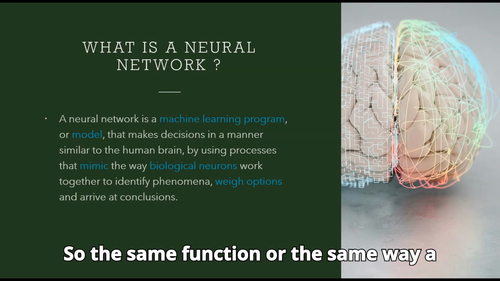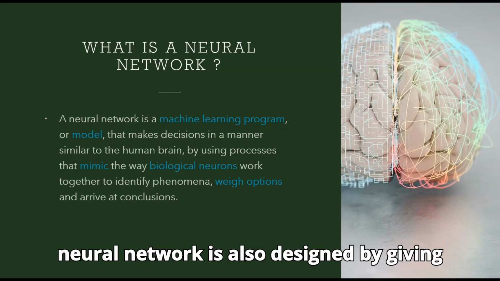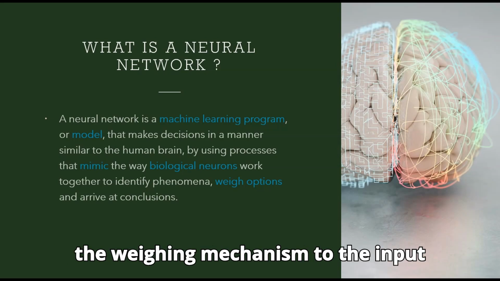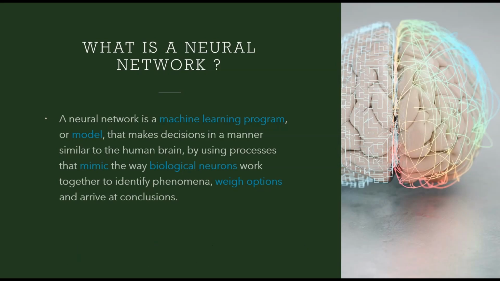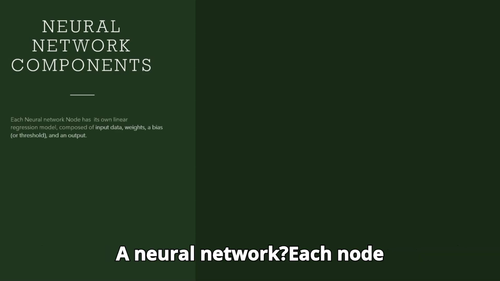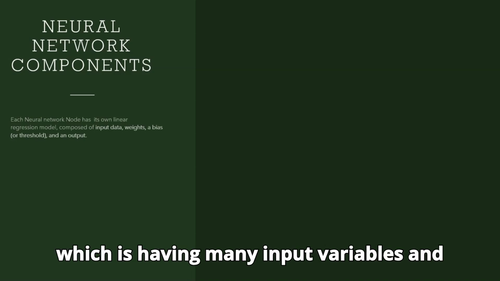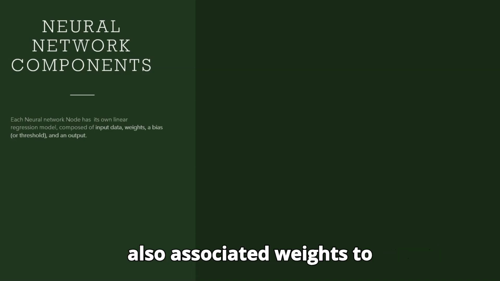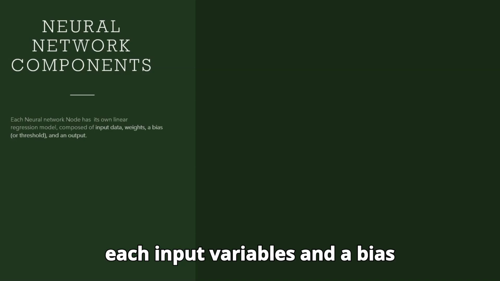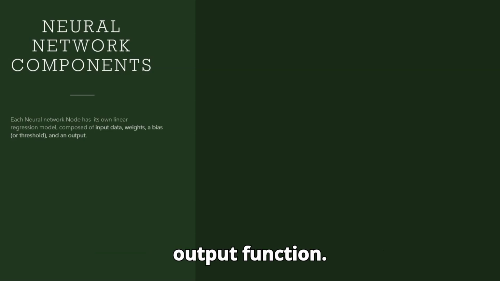In the same way, a neural network is designed by giving a weighting mechanism to the input variables. So what are the neural network components? Each node in the neural network has input data with many input variables, associated weights for each input variable, a bias value or threshold value, and an output function.